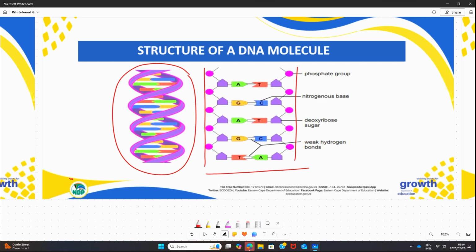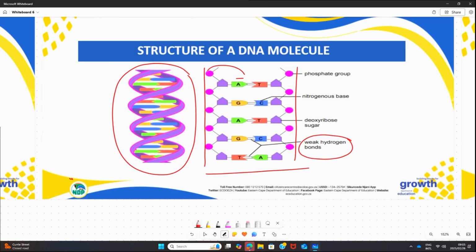And these strands are joined to each other by bonds which are called weak hydrogen bonds. And these weak hydrogen bonds exist between the nitrogenous bases that pair.